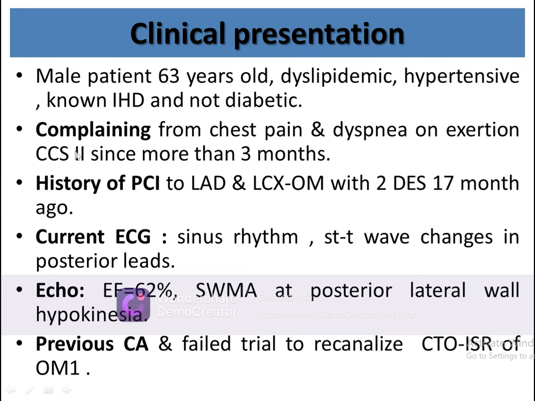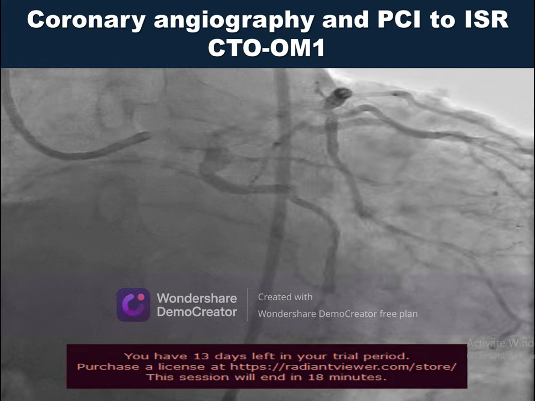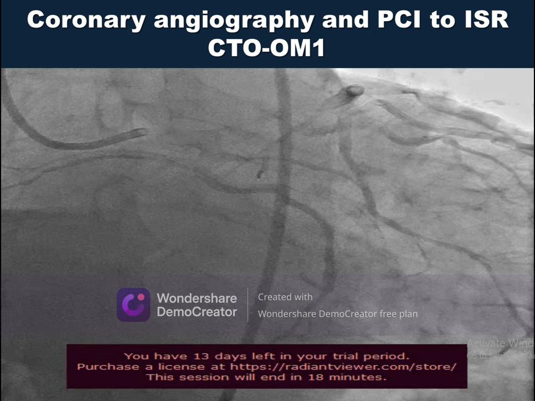Currently, ECG shows sinus rhythm, ST wave changes in posterior leads, and echo demonstrates good function, ejection fraction about 62%, but there is a segmental motion abnormality, posterolateral wall hypokinesia. There was a failed trial to recanalize the CTO in-stent restenosis of OM about 2 weeks ago. And now this is the recent ongoing trial to recanalize that CTO-OM1.